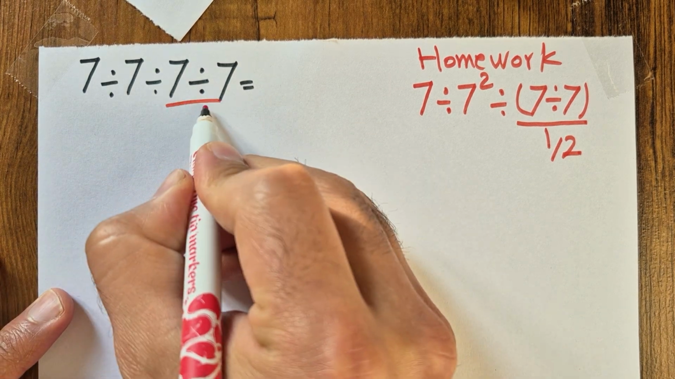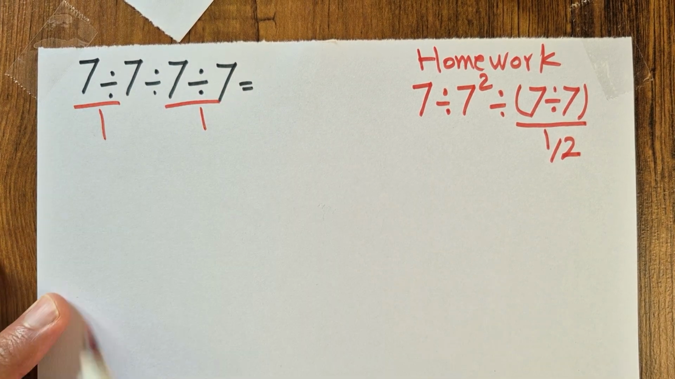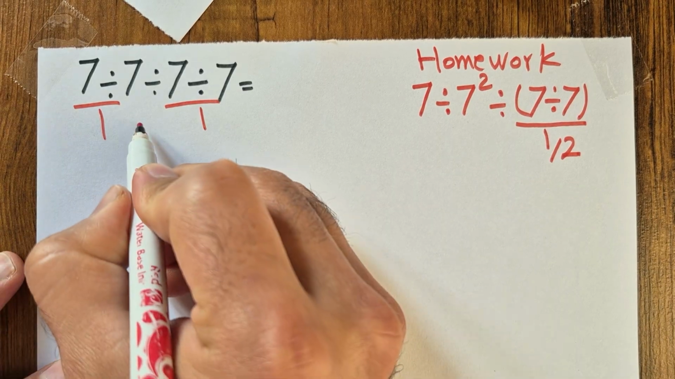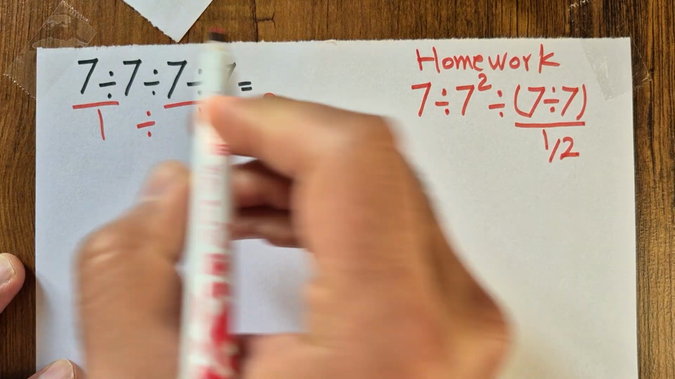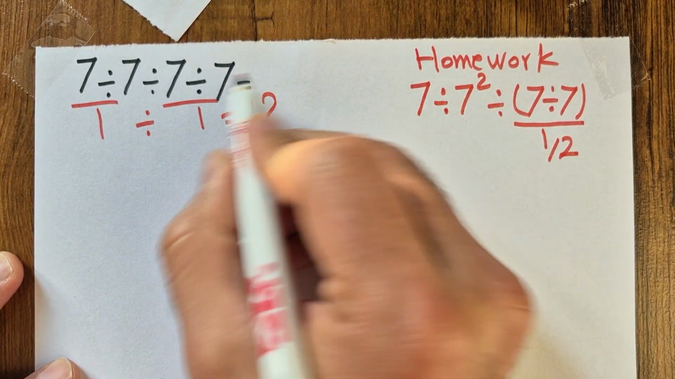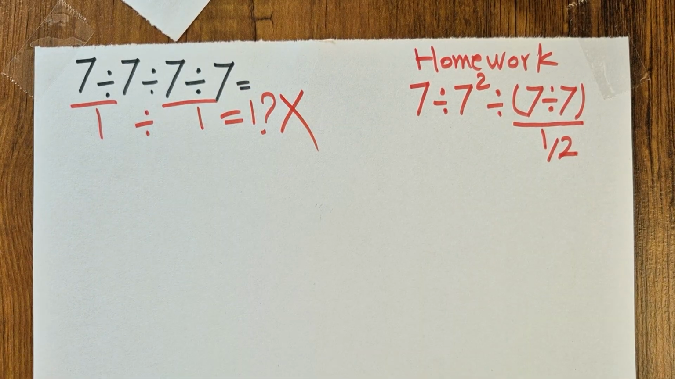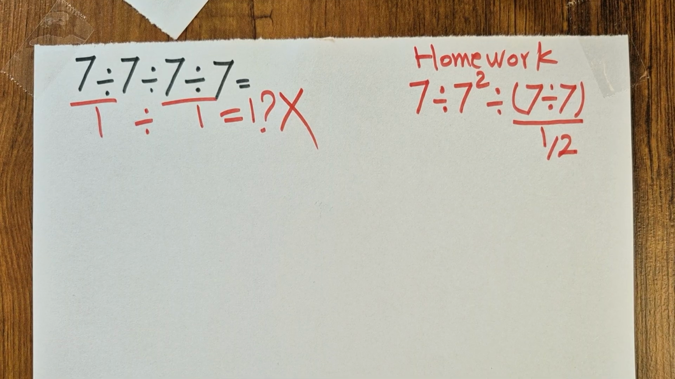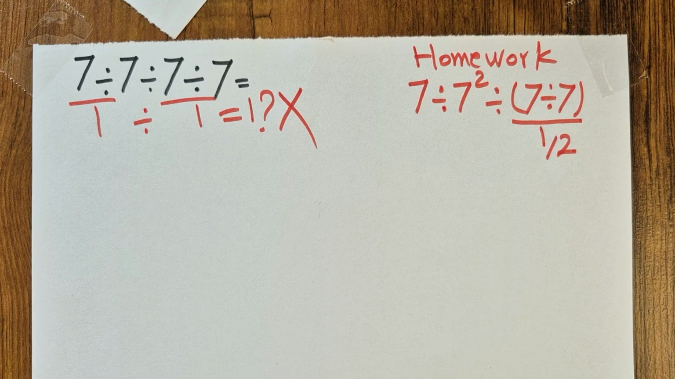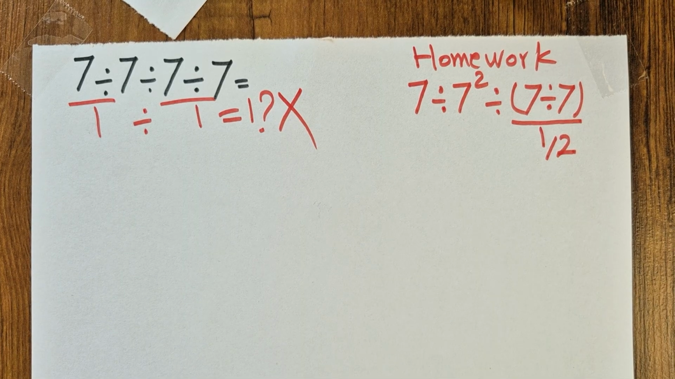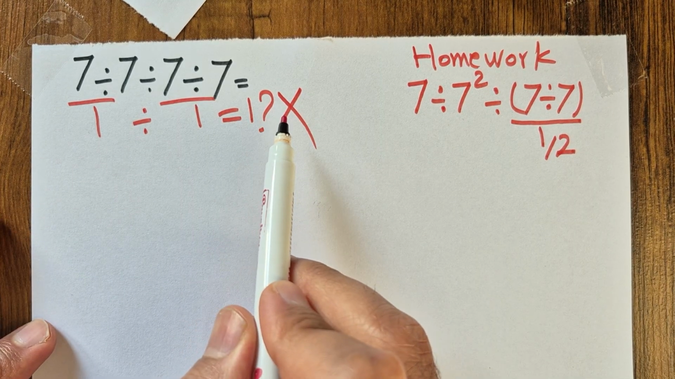7 divided by 7 gives us 1, and also 7 divided by 7 gives us 1, and 1 divided by 1 gives us 1. This is right, but obviously this is not the answer for this expression. So you fell for a big trap, hook, line, and sinker, and that's the order of operations. You didn't follow the correct order of operations. That's why you ended up with a wrong answer.